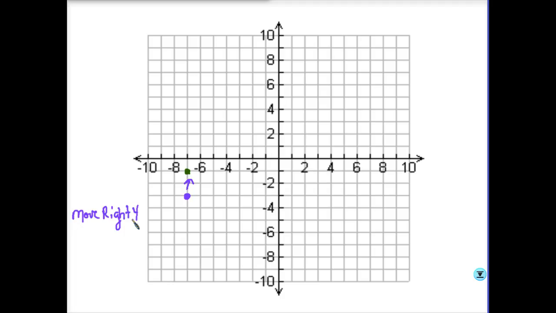You are changing. So you are moving 4 units to the right. So definitely use the graph to help you visually think about that.